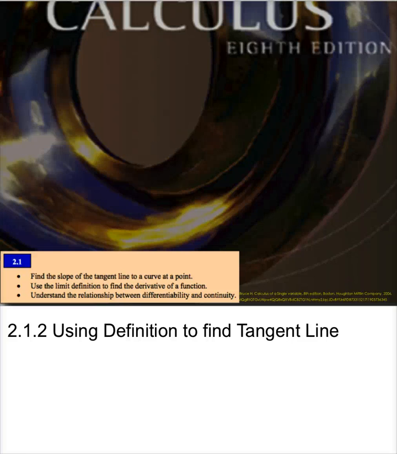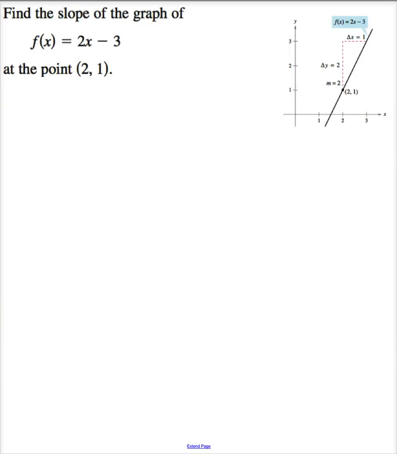Now we're going to have quite a bit of fun, and we're going to use the definition to find a tangent line. So let's start with a line. Find the slope of the graph f of x is equal to 2x minus 3 at the point 2, 1. Now this right here is our point c, all right? So c is equal to 2. Now the first thing I like to do is write the actual definition.